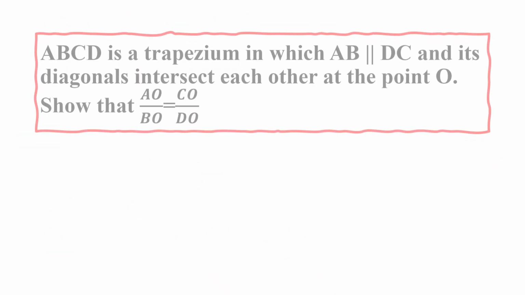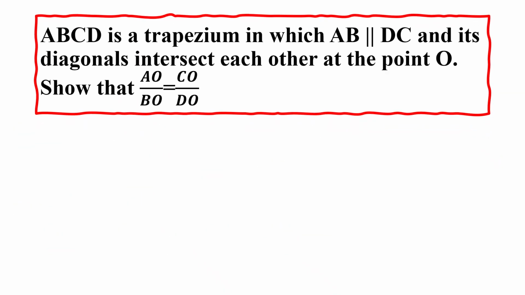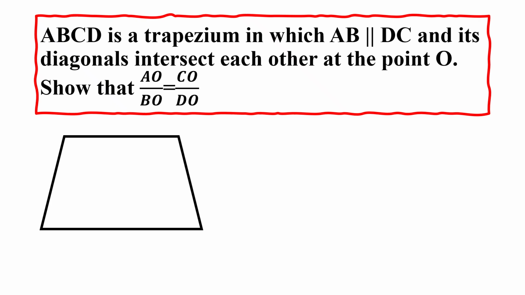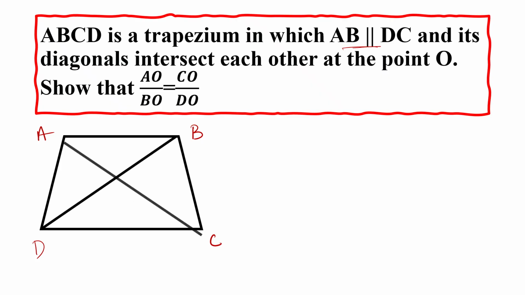So let's just see the next NCERT problem. Here they have given that ABCD is a trapezium. Consider a trapezium and mark the respective points as A, B, C and D. Here they have given AB is parallel to DC, and there are two diagonals which intersect each other at a point O. What we need to prove is AO by BO is equal to CO by DO.